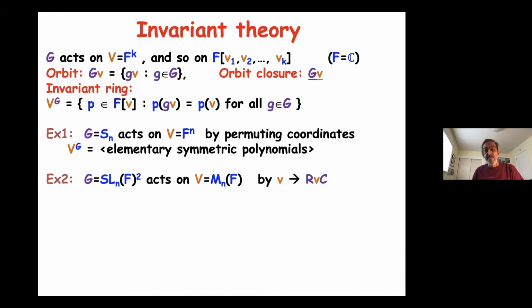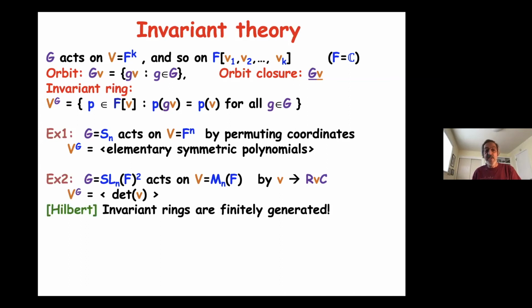Here's another example that you are familiar with. The group is pre- and post-multiplying by non-singular matrices, so a basis change of determinant one, say, acting on matrices. So you change the basis on the left and on the right. What are the invariant polynomials here? Well, it's very easy to see that it's only the determinant and its powers. Determinant remains, and no other polynomial of the matrix entries is invariant. So they are very simple examples.